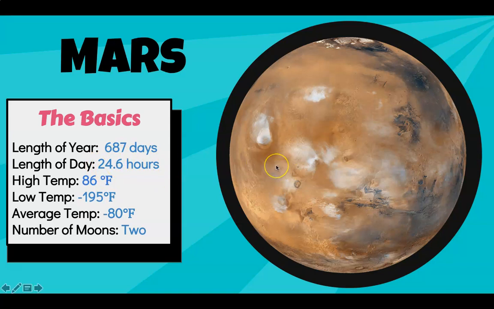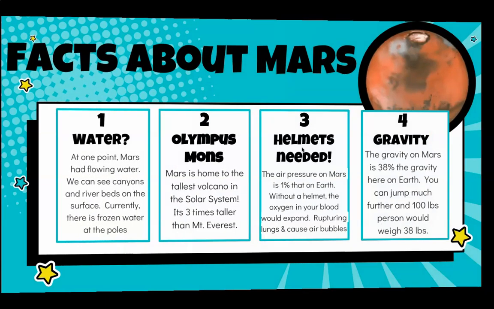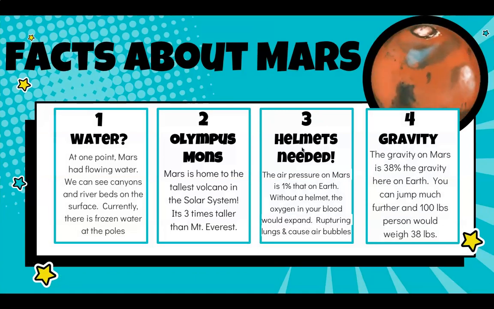Its high temperatures when it's facing the sun, 86 degrees Fahrenheit. Its low temperatures in the poles, negative 195 degrees. On average, it's about negative 80 degrees. And Mars has two moons, Phobos and I think Deimos, but I'm not sure about that. Some cool facts. Mars is probably the planet that we are exploring the most as a civilization.